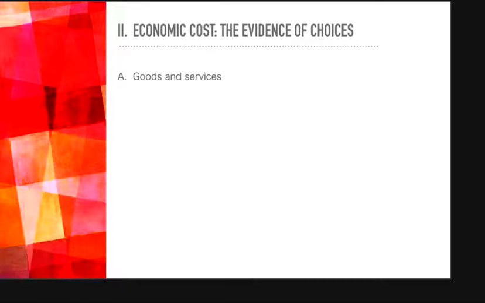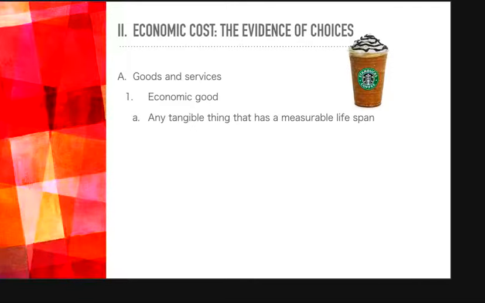We need to begin by defining what is a good and what is a service. So when we think about it in economic terms, an economic good is something that is tangible. You can hold it in your hand, and it has a measurable lifespan. For instance, that Starbucks Frappuccino that is shown on the screen right there has a very measurable lifespan where it is going to exist in my hand for only a few moments before it is consumed. So I can hold it in my hand.